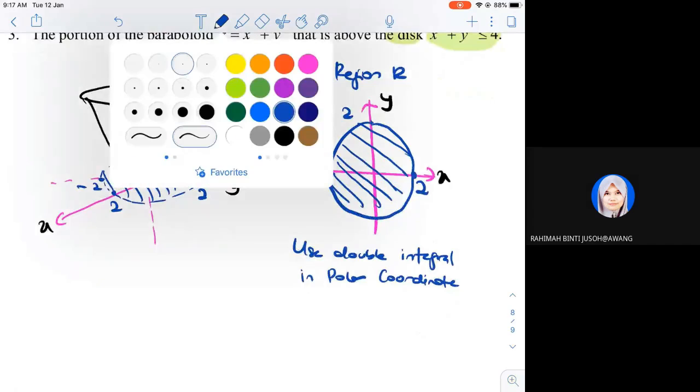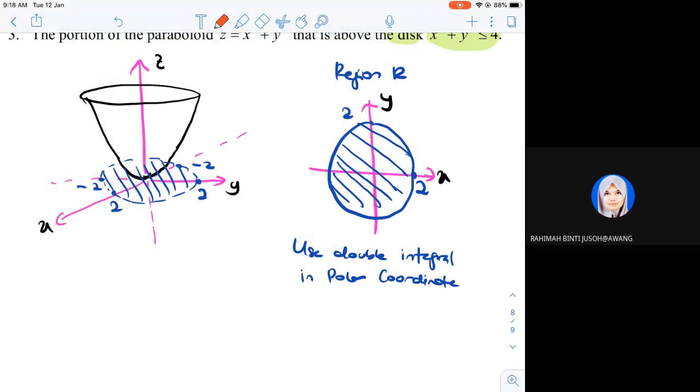For our double integration, we need our limits. If you can see from here, what's the limit for the radius? R equals what, from where to where? 0 to 2. Yeah, 0 until 2. And theta from? 0 to 2 pi. Yeah, 0 until 2 pi. Okay, so it's much easier.